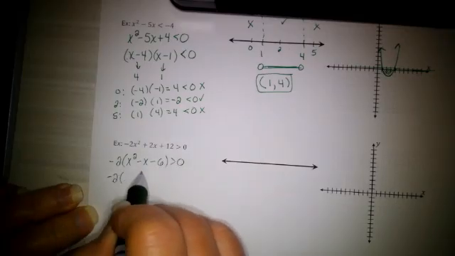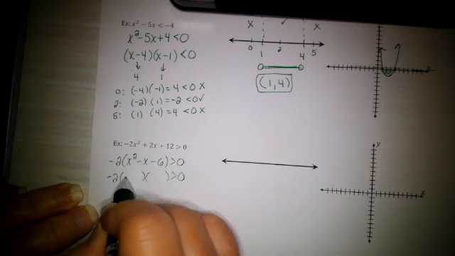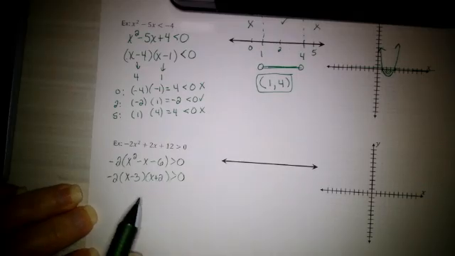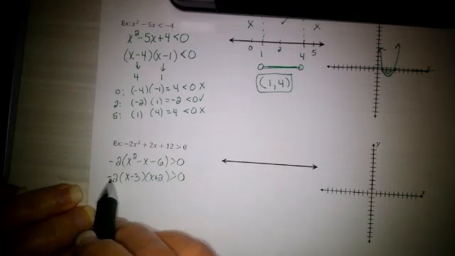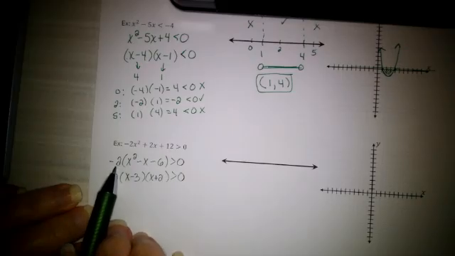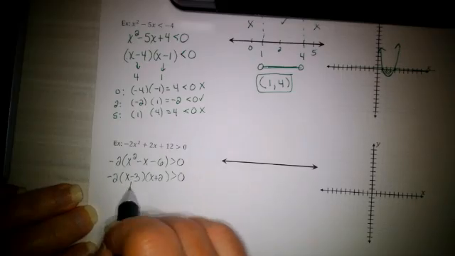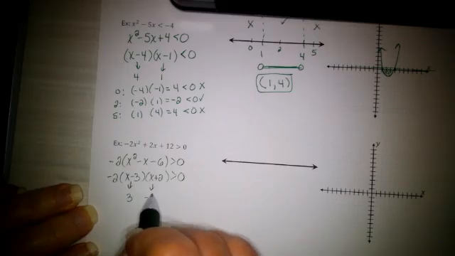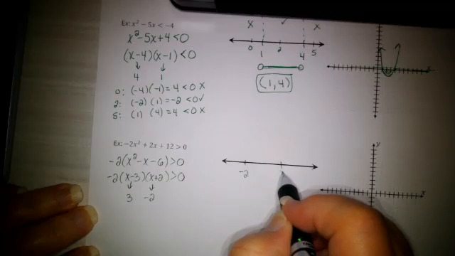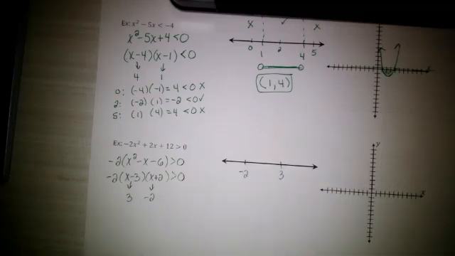So negative 2. I need factors of negative 6 that will add up to negative 1. I'm going to go with minus 3 and plus 2. Now, when I go for my roots, the negative 2 does not impact my roots because there's no x value there. So I don't need that one. I just take my factors that have the x's in them and get 3 and negative 2 for my roots. Here's negative 2 and here's 3. Now I know they're going to be open circles.